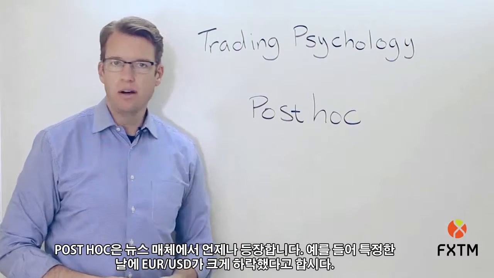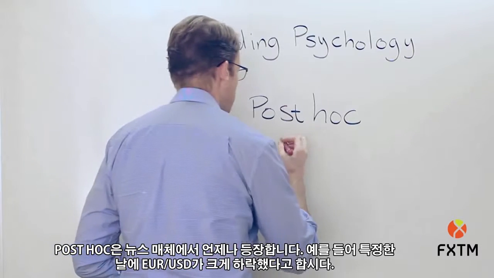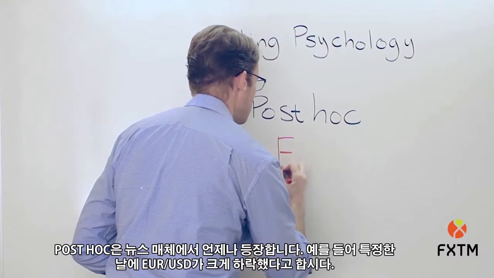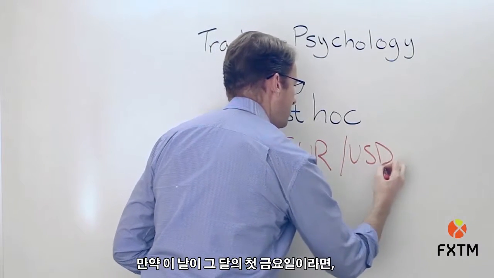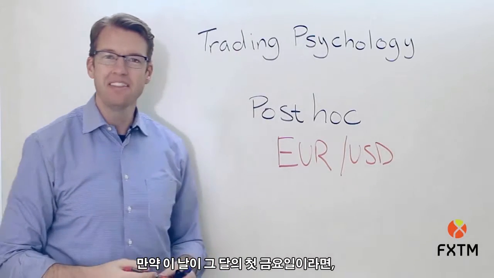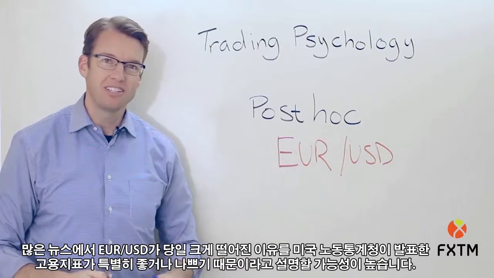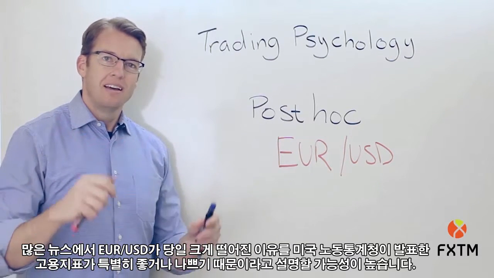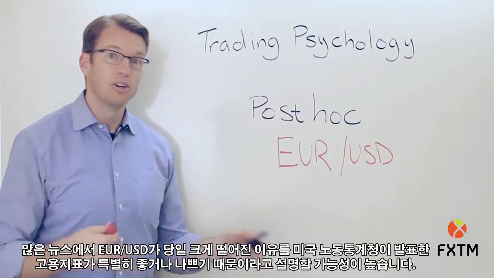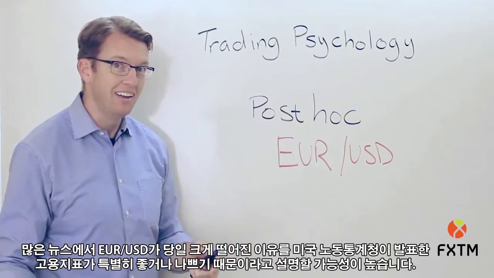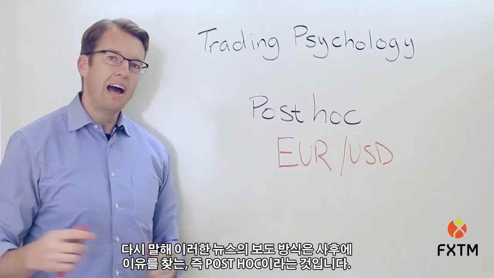Now we see this in the press all the time. So for example, let's say that on a given day, we saw the euro to the US dollar had a particularly large drop to the downside. Now, if that day happened to be, let's say, the first Friday of the month, well, it's quite likely you're going to see a lot of headlines that say the euro to the US dollar today dropped like crazy because the labor report that came out from the U.S. Bureau of Labor Statistics was particularly good or potentially particularly bad. So in other words, what they're doing is that after the fact, post hoc, they're attributing a reason.